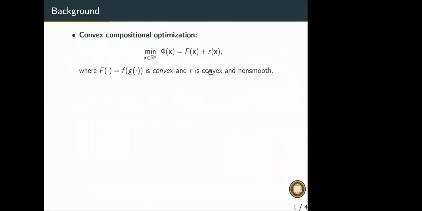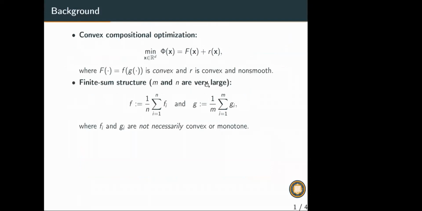We are interested in solving the problem called convex compositional optimization, where the objective is the sum of a smooth convex function and another non-smooth convex function. The smooth convex function is a composition of two functions which has a finite sum structure. Each component function is not necessarily convex or monotone.